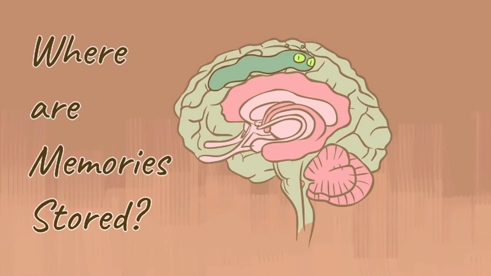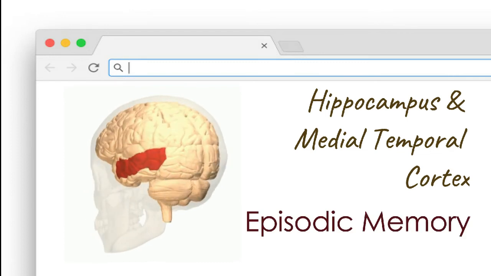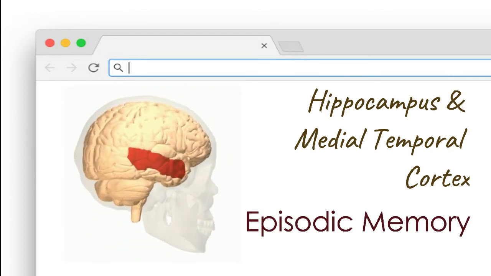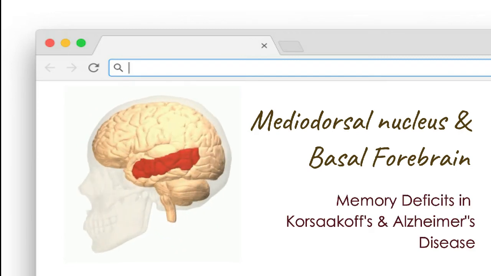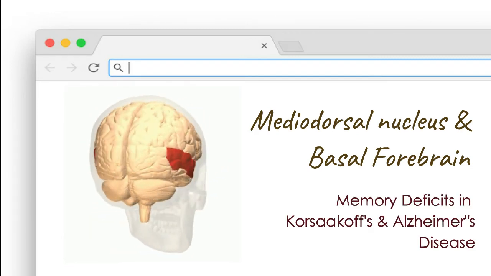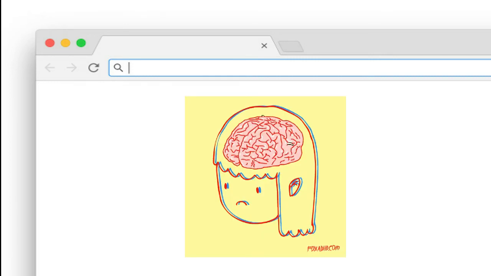Where do you think memories are stored? So far, this chapter has focused on four neural structures that appear to play some role in the storage of memories. The hippocampus and the medial temporal cortex have roles in episodic memory, and the mediodorsal nucleus of the thalamus and the basal forebrain have been implicated in the memory deficits of Korsakoff's and Alzheimer's disease, respectively. Now, we take a look at five other areas of the brain that have been implicated in memory. The five brain areas implicated in memory.